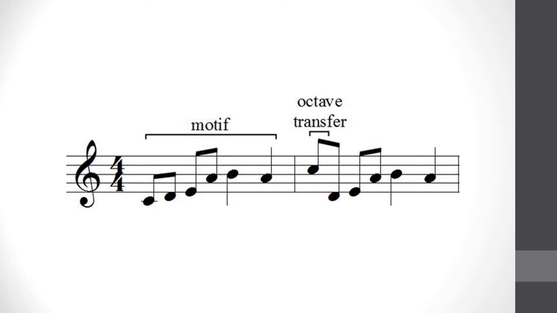Here is an example of octave transfer in which a single pitch has been transposed by an octave. In the restatement of the motif in the second measure, only the first note has been raised an octave higher. The rest of the motif remains the same.